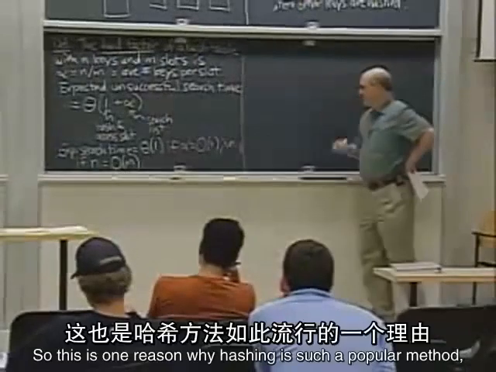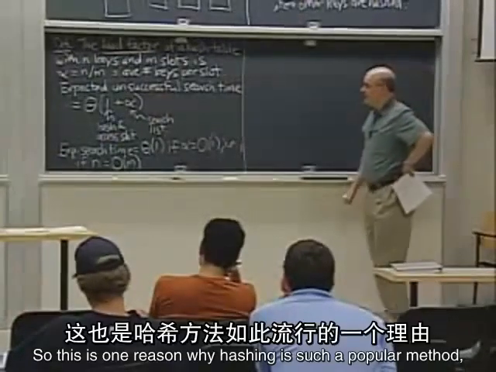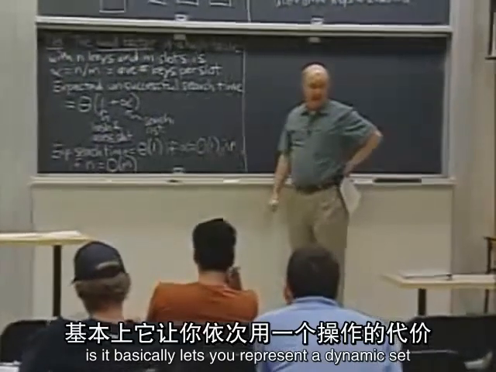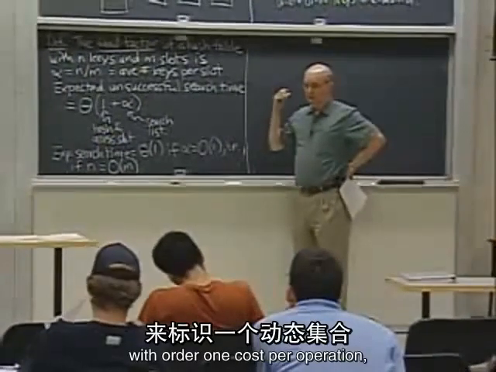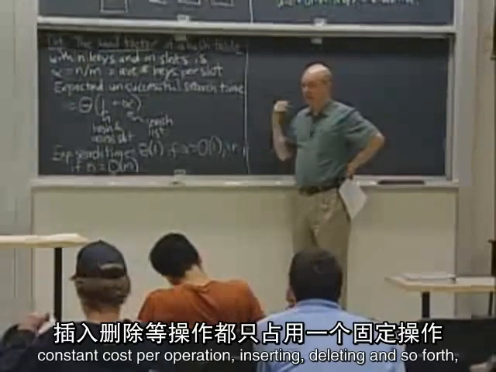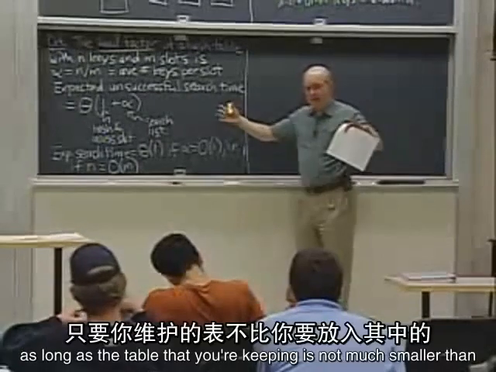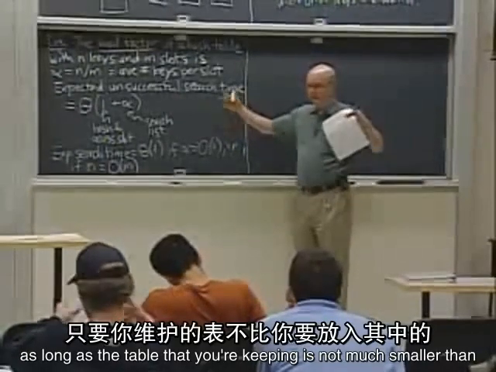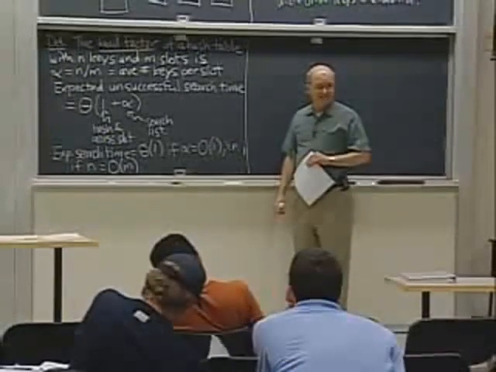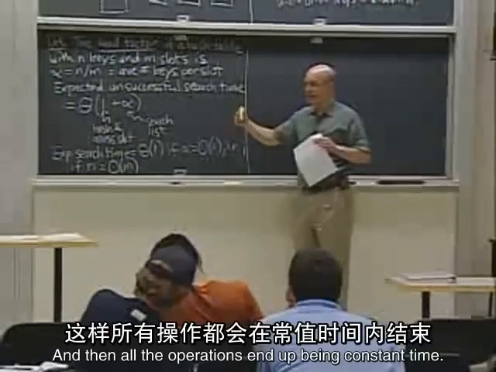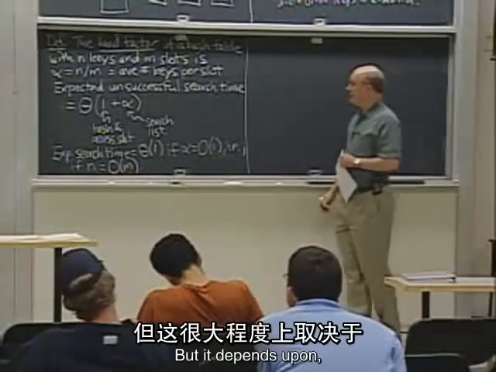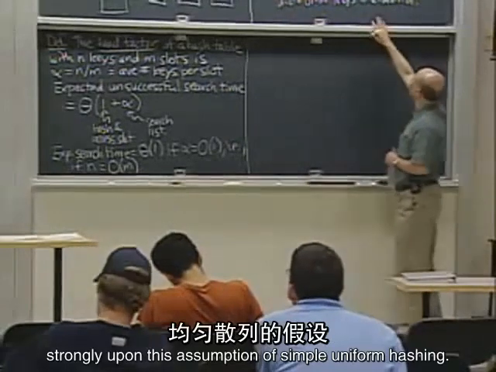Now, this is one reason why hashing is such a popular method. It basically lets you represent a dynamic set with order 1 cost per operation, constant cost per operation, inserting, deleting, and so forth, as long as the table that you're keeping is not much smaller than the number of items that you're putting in there. Then all the operations end up being constant time. But it depends strongly upon this assumption of simple uniform hashing.